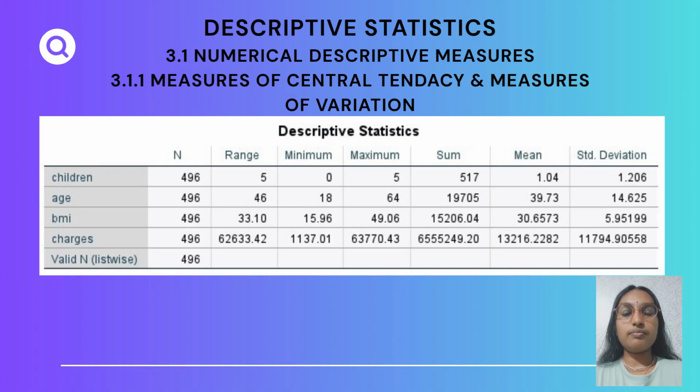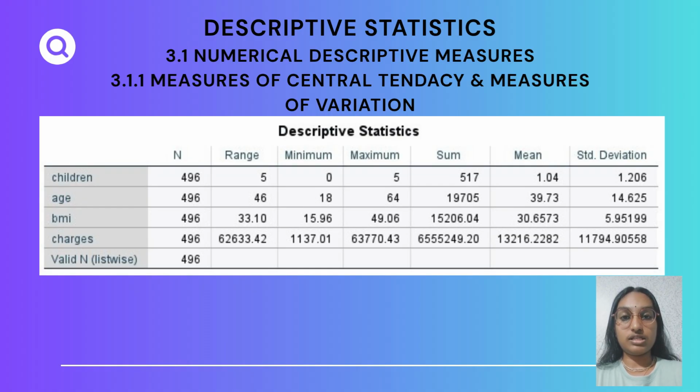Second, the mean BMI is 30.66, which falls within the overweight category. BMI values range from 15.96 to 49.06, and the standard deviation of 5.95 indicates a moderate level of variation among respondents. Next, the average number of children is 1.04, meaning most respondents have around one child. The standard deviation of 1.21 suggests that the number of children is relatively similar across respondents.